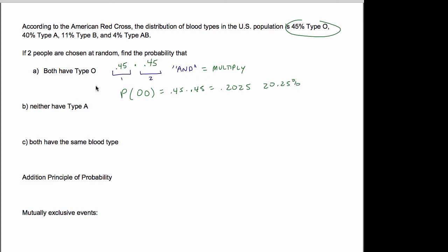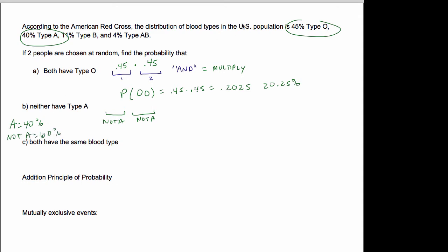B says neither have type A, which means that if we consider this as two events again, this is not A, and this is not A. Well, sometimes when we're dealing with probability, instead of thinking about what it possibly could be, because it's not A, it could be B, it could be AB, it could be O, down the line, it's easier to think about what is A. Everything else is not A. So if type A is 40%, then not A is everything else, which is 60%.